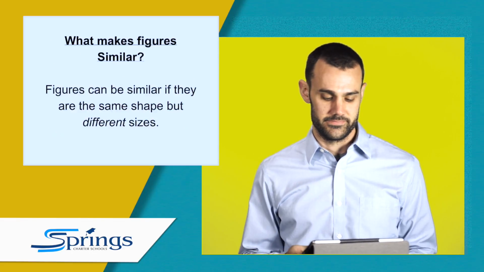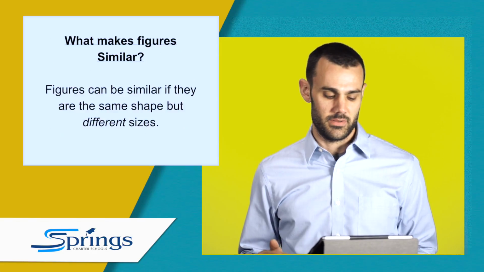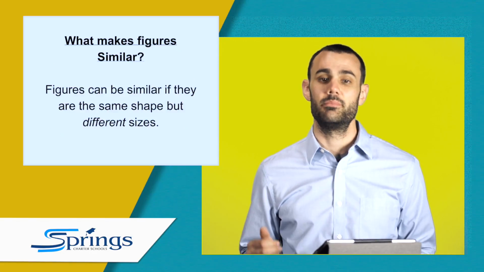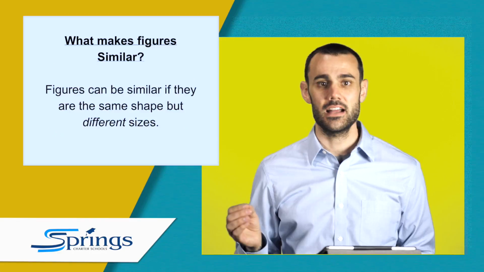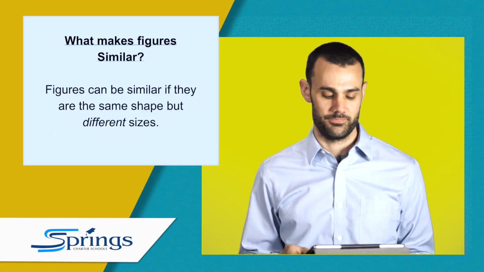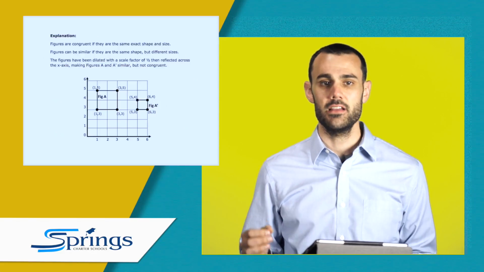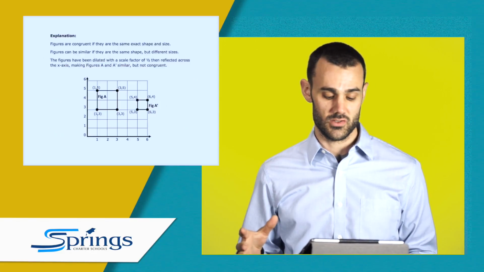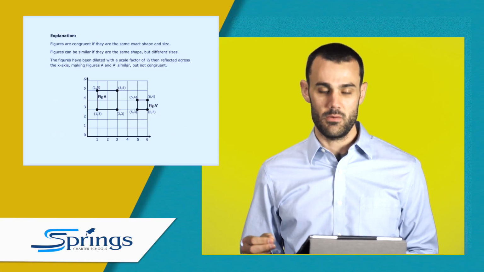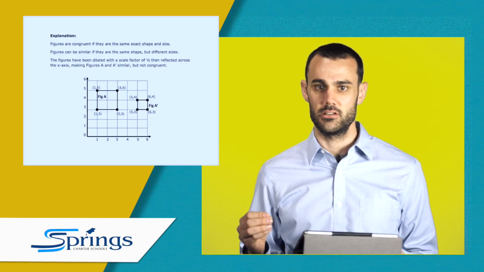Topic number 4, similar figures. What makes figures similar? Figures can be similar if they are the same shape but different sizes. This is not to be confused with the word congruent. We're only looking for things that are similar. So here's an explanation of what we have here. We have figure A, which is the large square, and we have figure A1, or figure A with a little mark on top, which is the smaller image here.